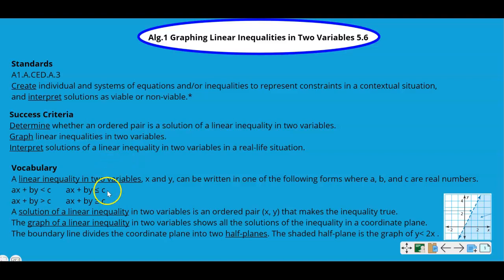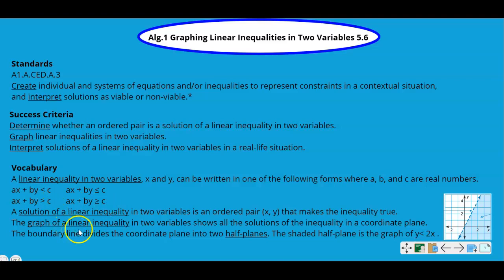All right, vocabulary that you need to know. A linear inequality in two variables, x and y, can be written in one of the following forms where A, B, and C are real numbers: Ax + By < C, Ax + By > C, Ax + By ≤ C, or Ax + By ≥ C. As you can see, these are in standard form, but they have an inequality sign instead of an equal sign. So that's what makes it an inequality.